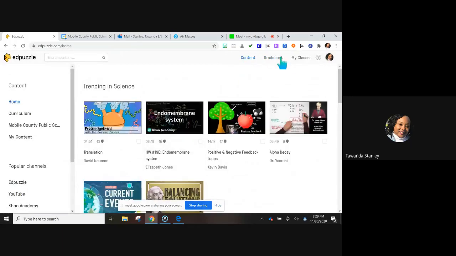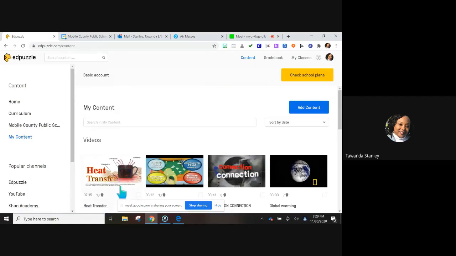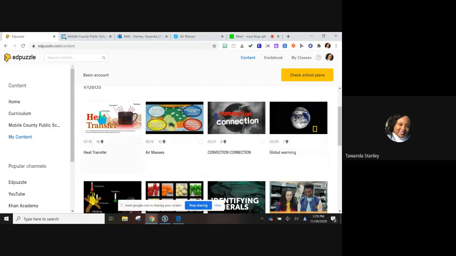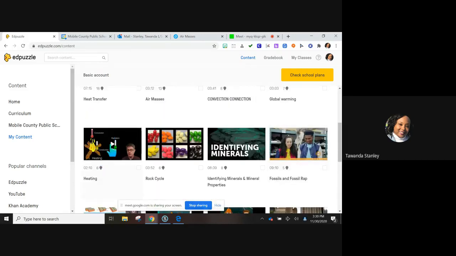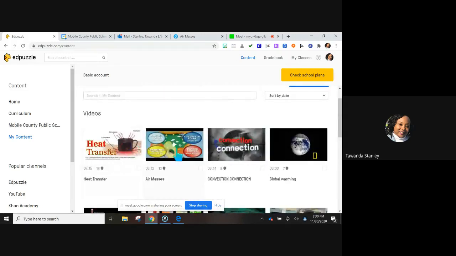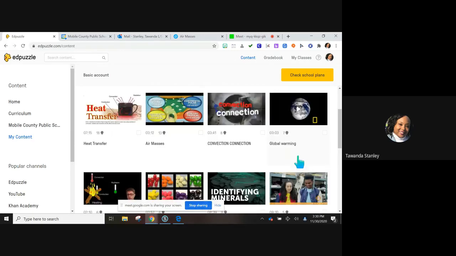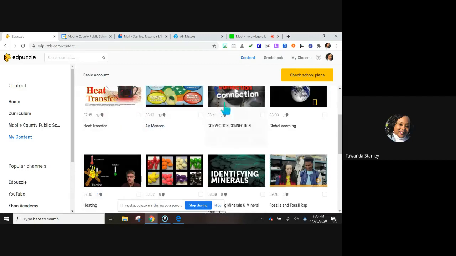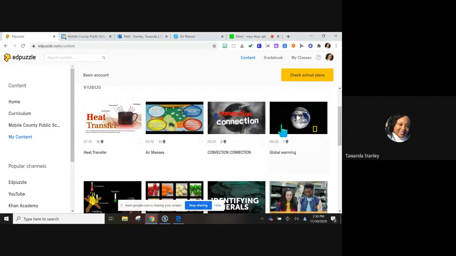All right, so basically I have changed the due dates on stuff. So the heat transfer, the convection connection, or the global warming or heating, those things need to be completed, as well as the air masses. The convection connection, the global warming, the heating, if you haven't already done so, those need to be completed by today. And then the air masses need to be completed by Tuesday.